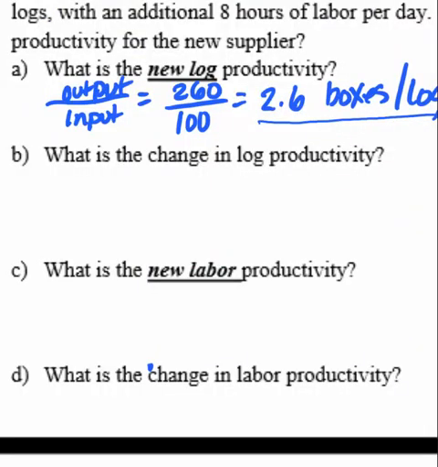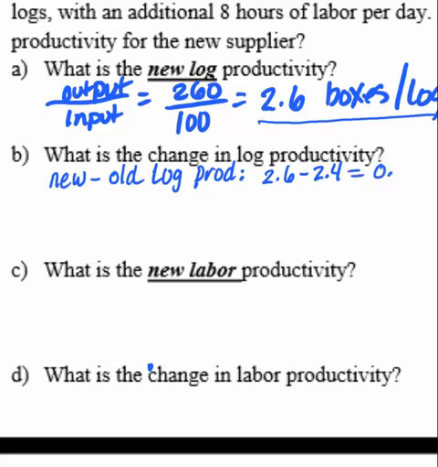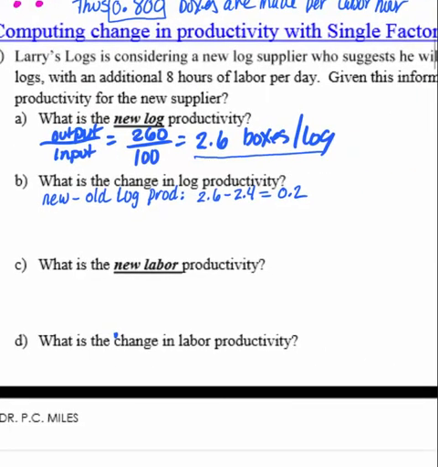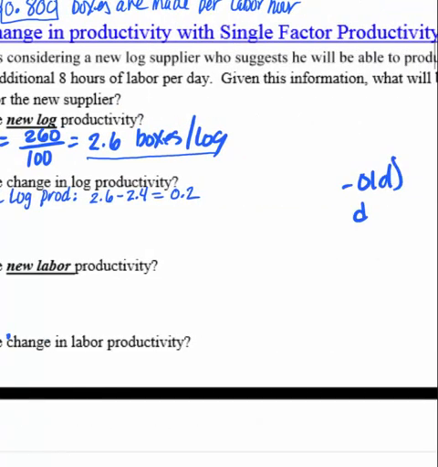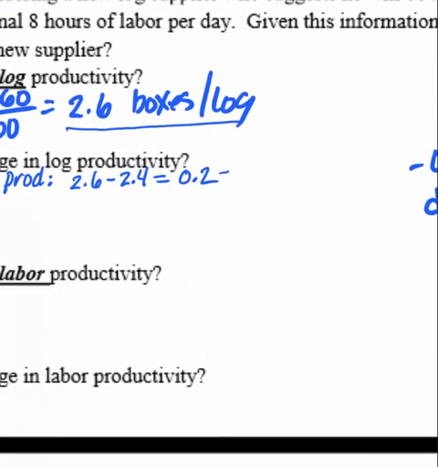The change in log productivity is going to be the new minus the old log productivity. So the new is 2.6 minus the old 2.4, which gives us 0.2, which is the change in log productivity. I had to move my screen over here.